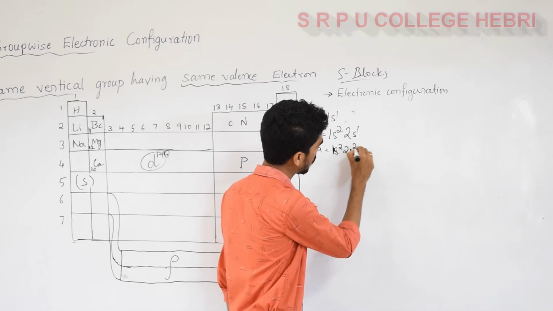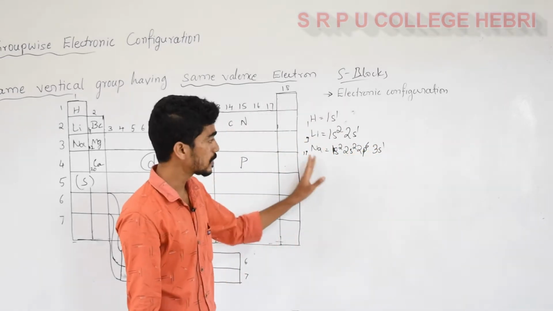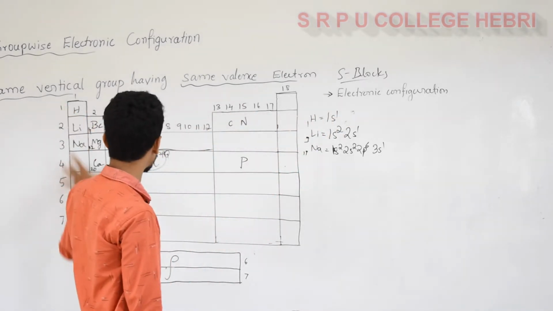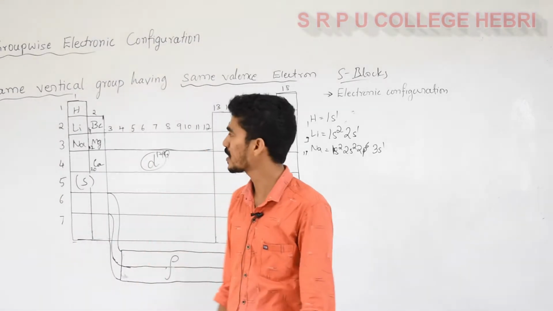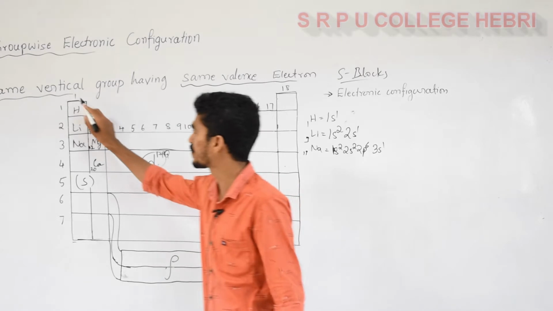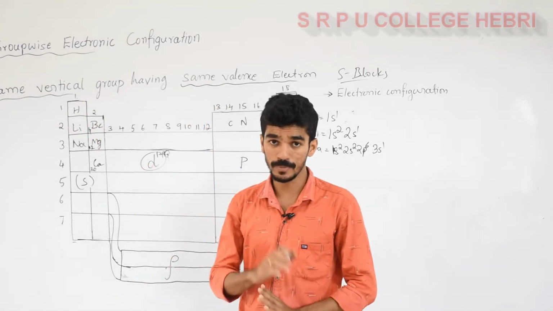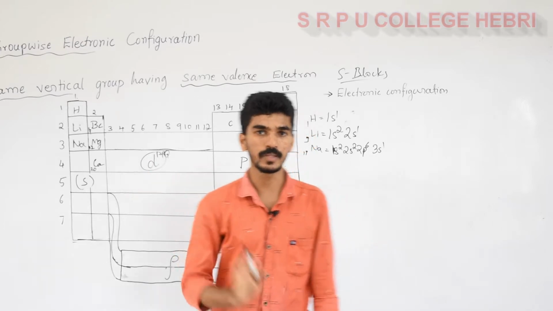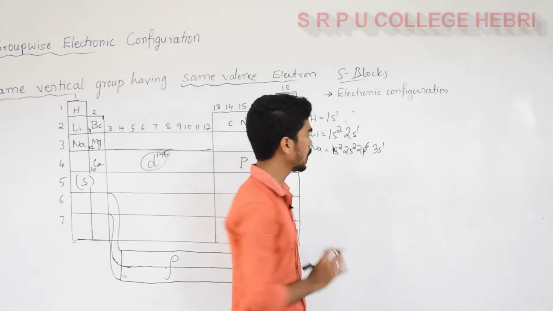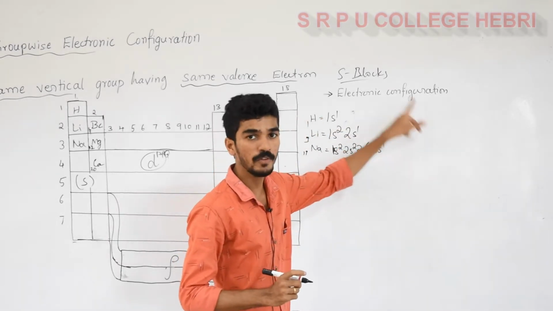1s2, 2s2, 2p6, 3s1. This is the electronic configuration of an S block element. The S block elements are present in the leftmost part of the periodic table: the first and second groups belong to the S block. Why? Because the outermost shell ends with the s orbital only. Just see, this is the electronic configuration of S block elements.